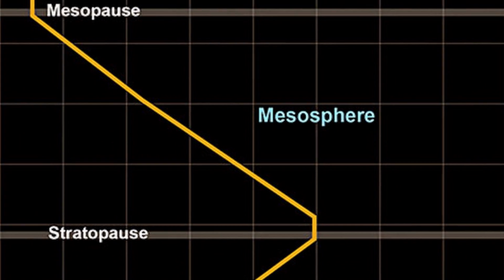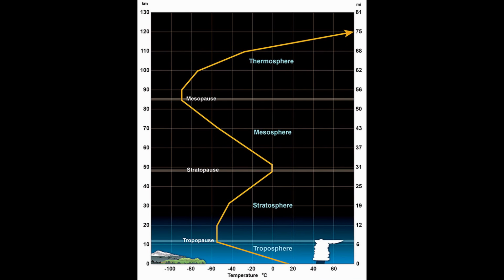Simple, right? Right? Wrong! Then how come a graph of temperature looks like this? Why do we see four different slopes instead of one? The answer lies in how each layer is heated. Let's start from the bottom.